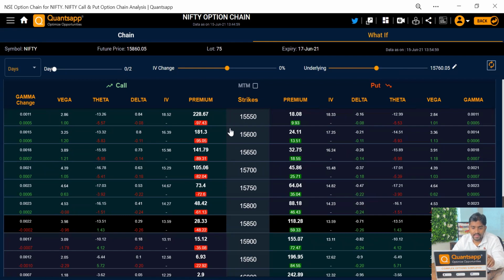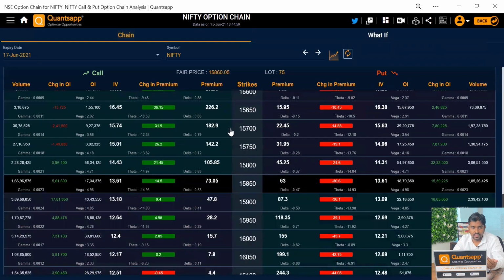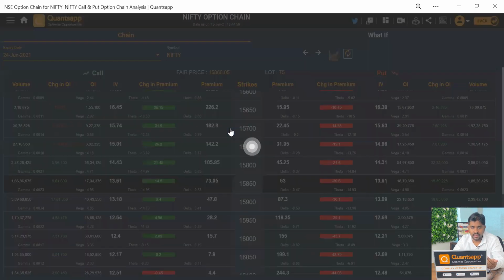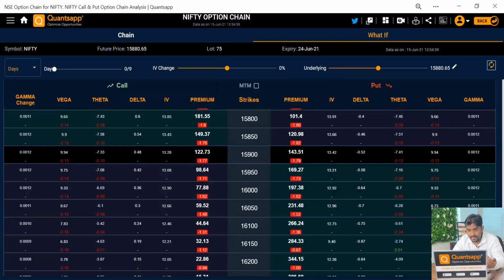Now the second topic we require is to understand the effect of time. So I need to change it to the next expiry. I'll go to the 24 expiry and I'll again come back to understand this effect. The time effect is basically defined by theta. Now for the 24 expiry, we have 9 days as of now. You can check this.